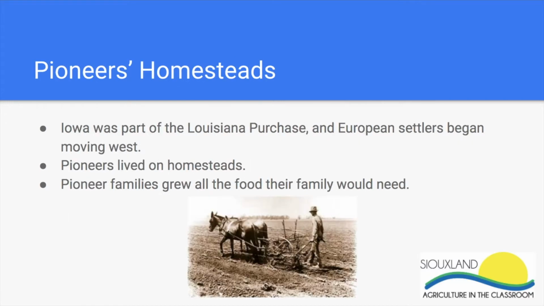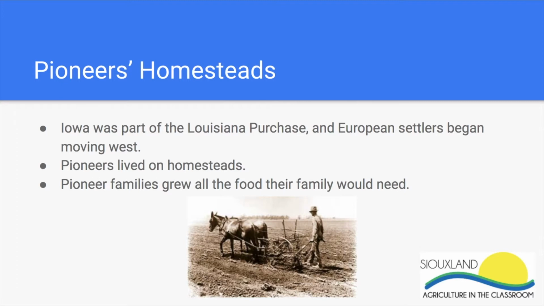The next group of people to settle in this area were pioneers. When the first pioneers came to this area, Iowa was still not a state yet. Iowa became a state after it was purchased as part of the Louisiana Purchase. And so European settlers or pioneers started coming here. And pioneers lived on homesteads. So they had to build their own homes. They had to take care of any livestock and crops they needed for food. And they grew all the food their family needed.